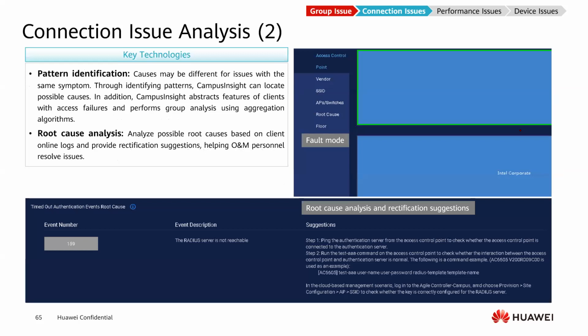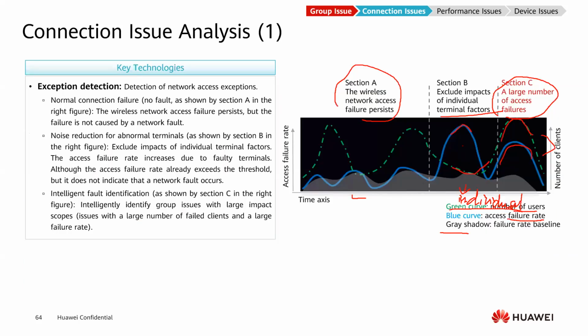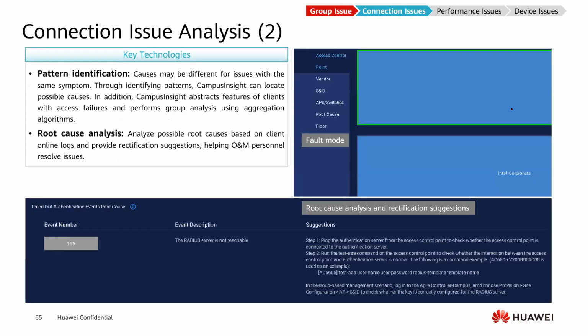And after it shows you the too-high problems, it will identify this fault in different modes, such as the point, the window, the SID, and the flows, and you can check the different modes to get the details about the problem. And then it will tell you the root cause, and it will tell you the suggestions on how to repair it.